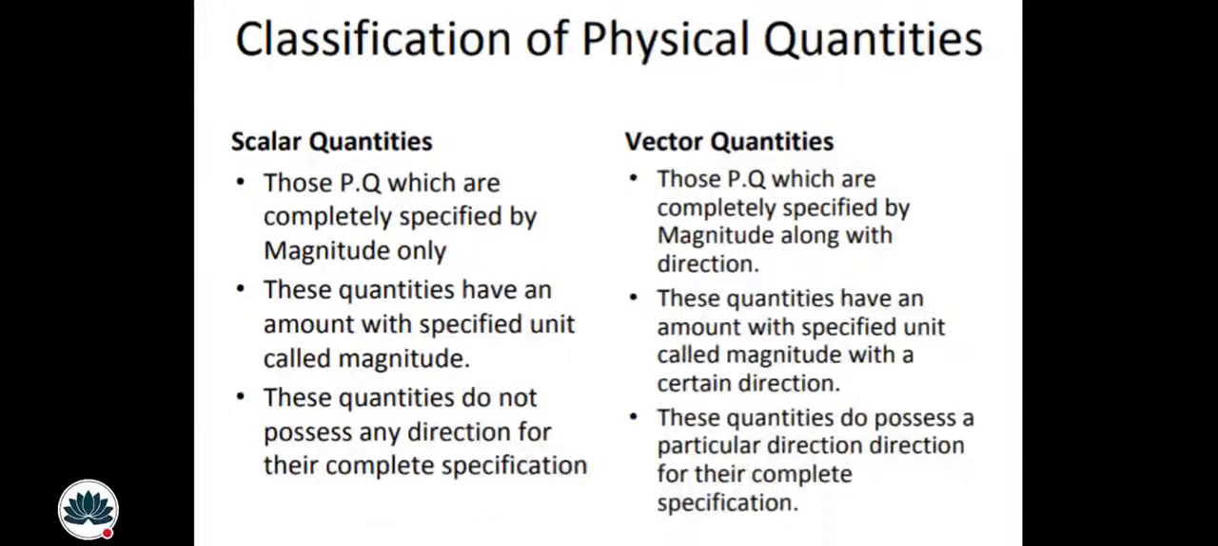Okay, so the classification of physical quantities. Scalar quantities are those physical quantities which are completely specified by magnitude only. It means that they do not have any direction. We have understood this in our previous video of kinematics too. These quantities have an amount with a specific unit called magnitude. These quantities do not possess any direction for their complete specification. And this is the opposite of the vector quantities.